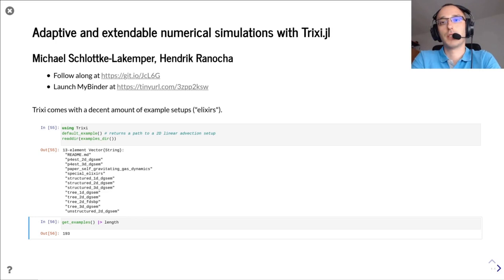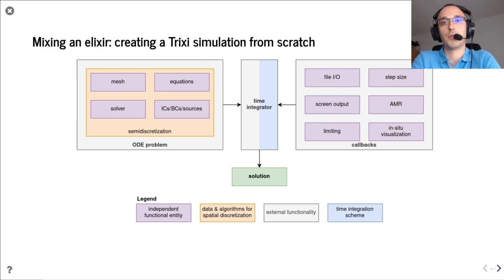In general, in Trixi, we want to solve partial differential equations, PDEs, in particular hyperbolic conservation laws, and for this we use the method of lines. That is, we create a spatial semi-discretization at first, and then we pass that to an ODE solver, an ordinary differential equation solver. And for this, in Trixi, we use the DifferentialEquations.jl ecosystem, in particular OrdinaryDiffEq.